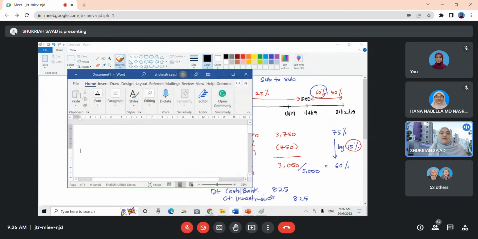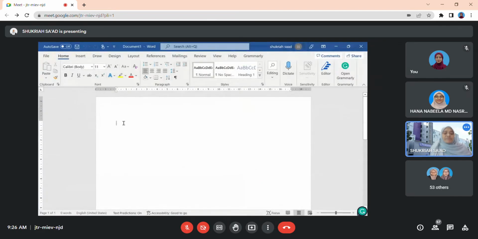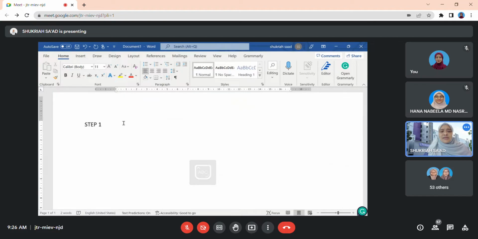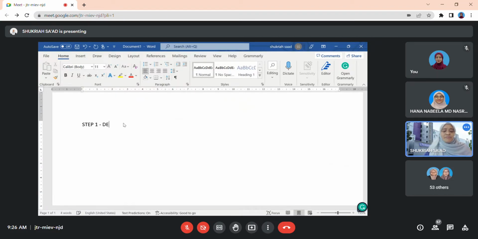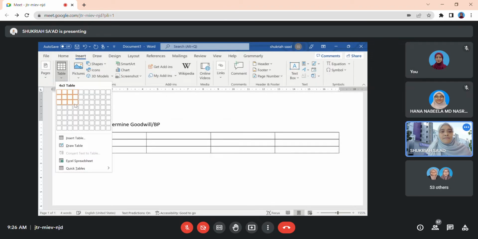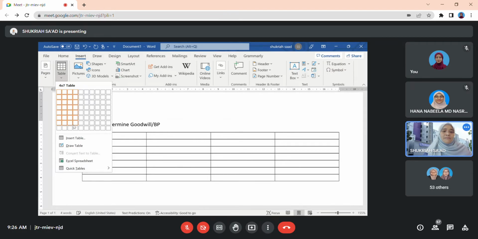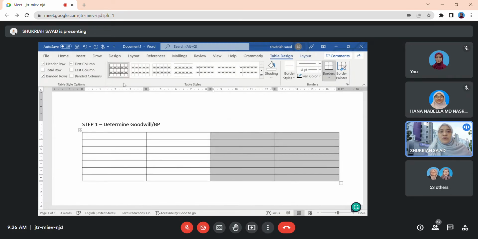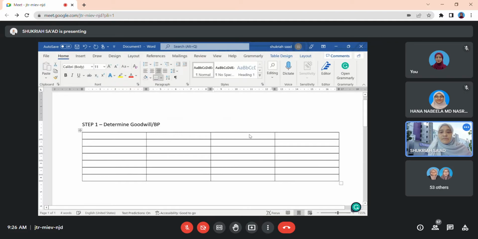So let's look at how to calculate goodwill. Okay, step one, determine goodwill. We know this is a goodwill, part of the purchase. Usually for goodwill we have 4 columns. Okay, so we have a column for goodwill, and then this one will be NCI, and then the CP.